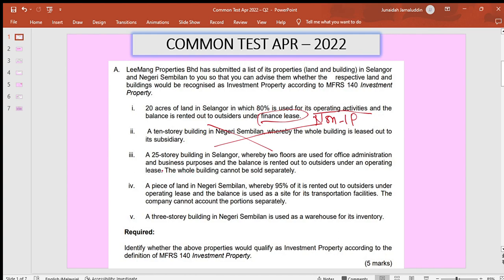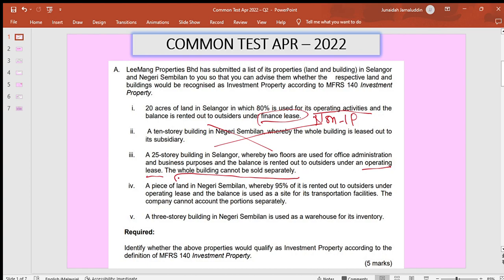property number 3. A 25-story building in Selangor whereby 2 floors are used for office administration and business purposes, and the balance is rented out to outsiders under an operating lease. The whole building cannot be sold separately. So this building has dual uses. 2 out of 25 floors are used for office administration and business purposes, while the remaining 23 floors are rented out under an operating lease.